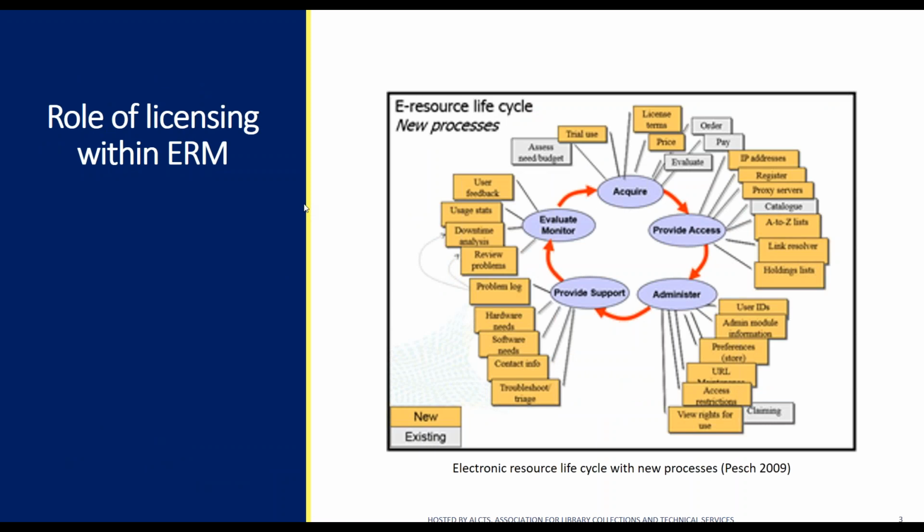And this is the one that you might be more familiar with. It's part of the NASIG core competencies or reference there. It's maybe a bit dated, but these were the processes that were new when we shifted from print to E. And again, these may not seem so new to people anymore, but what's interesting to me is where the licensing piece fits within this. So the license term is this process that hangs off of the acquire step.